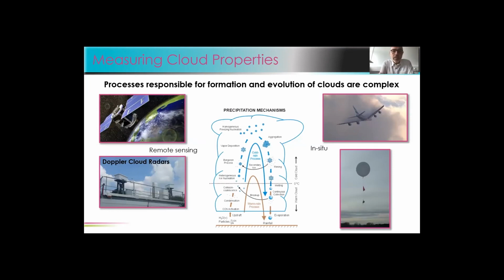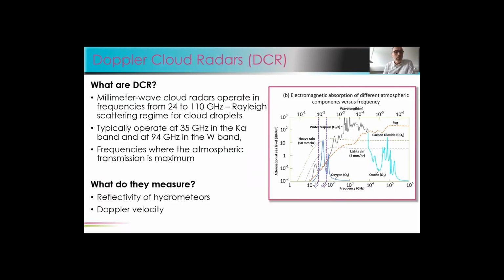We are interested in studying the formation and evolution of clouds, which involve multiple and complex processes, and in particular, the evolution of hydrometeors that come in many sizes and shapes. These can be observed both from in situ measurements on board aircraft or balloons, but also using remote sensing from space and from the ground and using Doppler cloud radars. So what are these Doppler cloud radars?